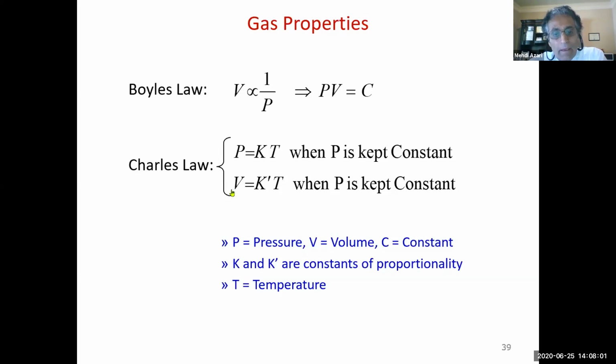And again, there's a mistake here on number 39. Pressure is related to temperature if volume is kept constant. This is supposed to be volume. And volume is related to temperature when pressure is kept constant. So that means I keep the pressure constant and only increase temperature. So the volume is going to expand.